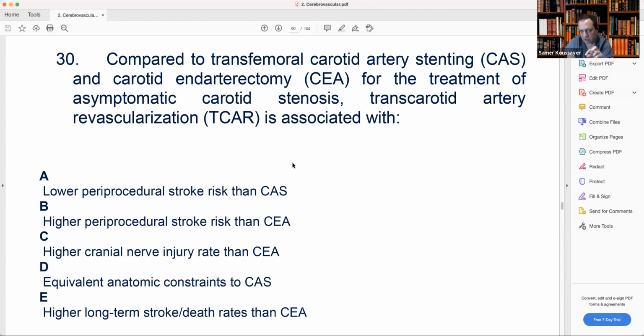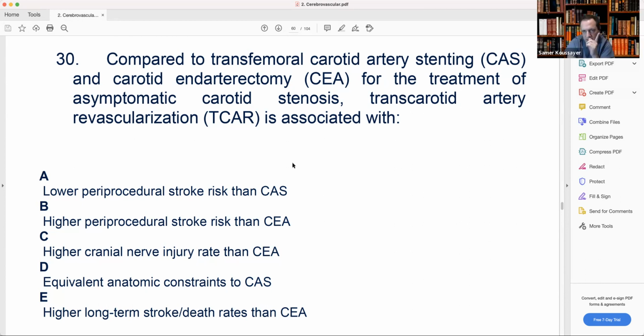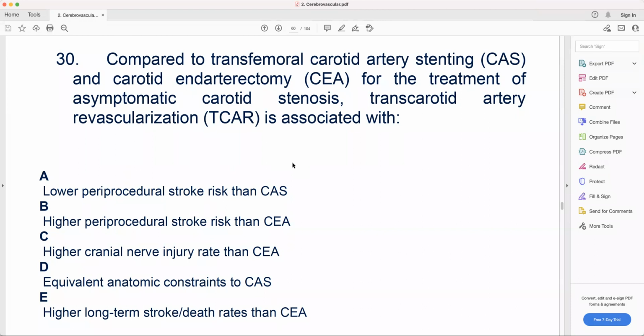You go directly to the common carotid, you put your sheath and you do the stent. The advantage of TCAR over CAS, the stenting, is that you don't have to go through the arch. Because if you have a diseased arch, most people embolize even before you put a filter, because you have to go through the arch to the common, to the internal, before you put the filter.